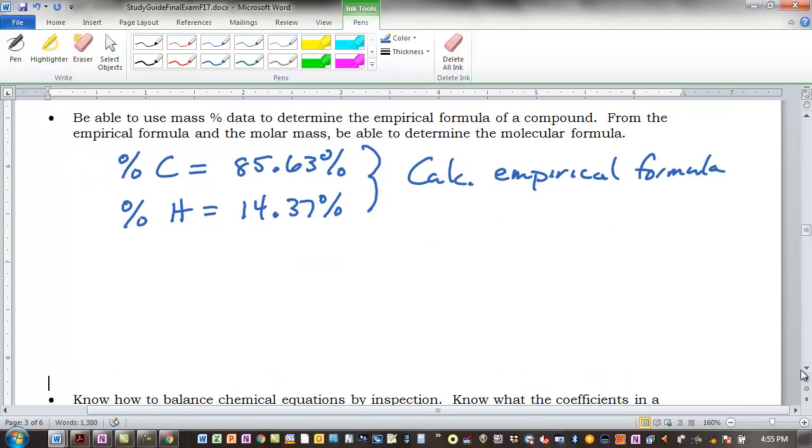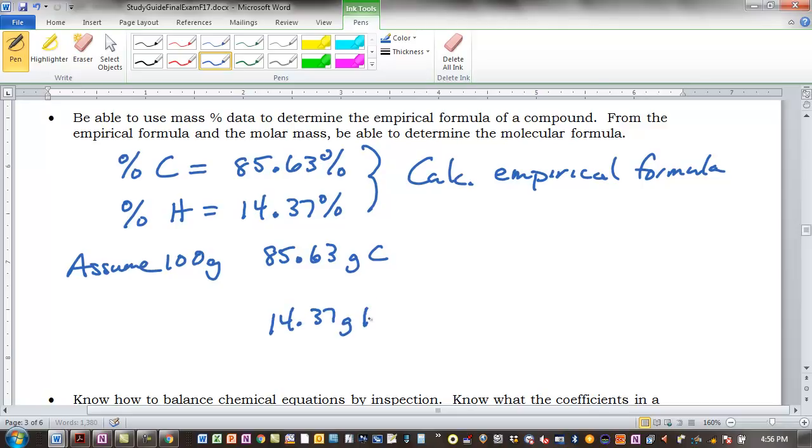Okay, so where do we start with that one? Yep, so again, we could assume any mass of sample, but why we assume 100 grams here typically is because those percentages convert directly to grams. So 85.63% of 100 grams is going to give me 85.63 grams of carbon. 14.37% hydrogen of 100 grams is just going to be 14.37 grams of hydrogen. So we have mass. That's easy. What do we do with that mass?